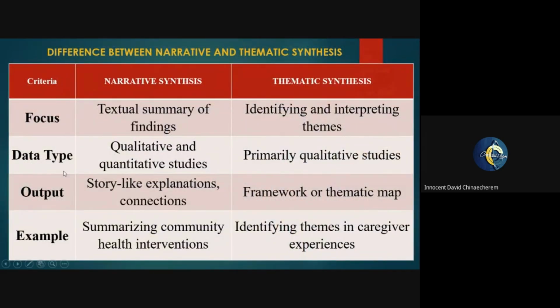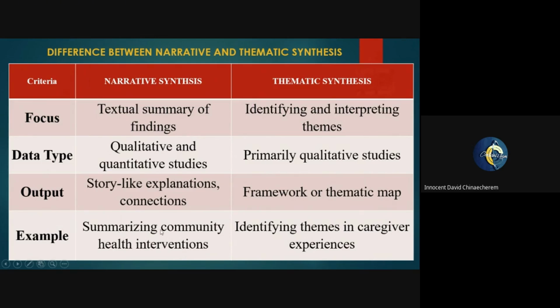Now the question that comes up is, we've talked so much about narrative synthesis and thematic synthesis, but what are the differences between them? This is where we look at some criteria or aspects like focus, data type, output, and an example. In the narrative synthesis, like I said, it's a textual summary. It can involve both quantitative and qualitative studies, and it's more like a story-like explanation, talking about connections and all that.